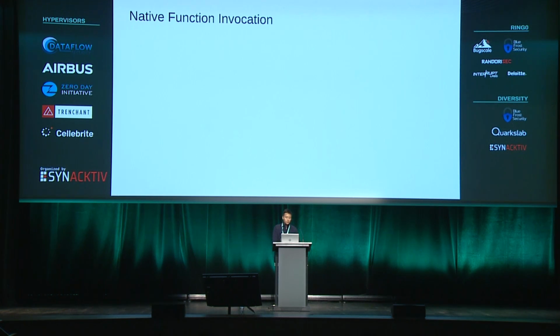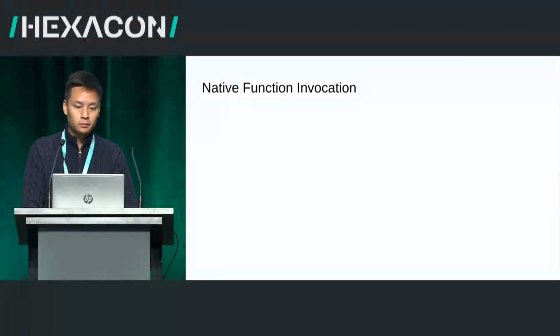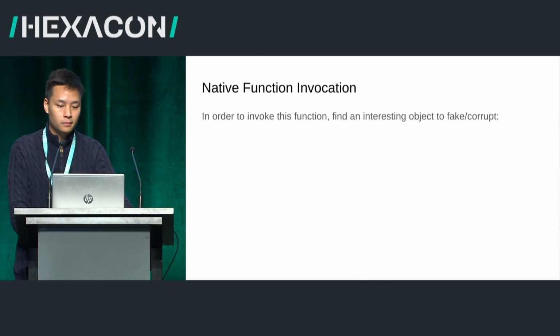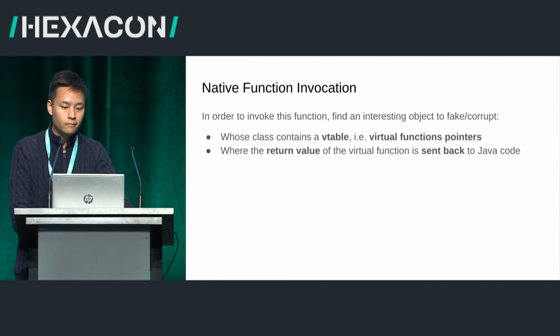How can we trigger the gadget? We need to achieve RIP control. And for that, we need to find an interesting object that we can fake or corrupt, which contains a virtual table, that is virtual function pointers, and where the return value of the virtual function is sent back to Java code. We don't need to control any arguments except the buffer of the first argument, which is essentially this object.